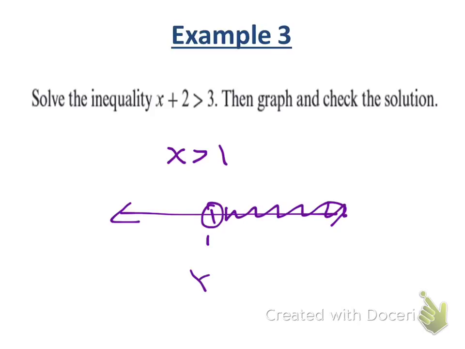Interval notation. X is an element of parentheses 1 to infinity. I don't know why I just wrote 0. It's 1, yeah. Okay? 1 to infinity. The parentheses show that the circle is open. Right? So we got that.